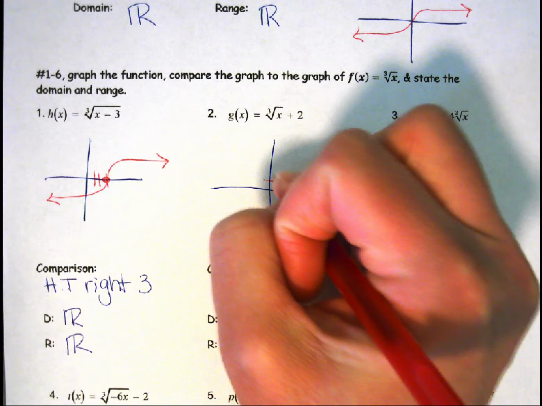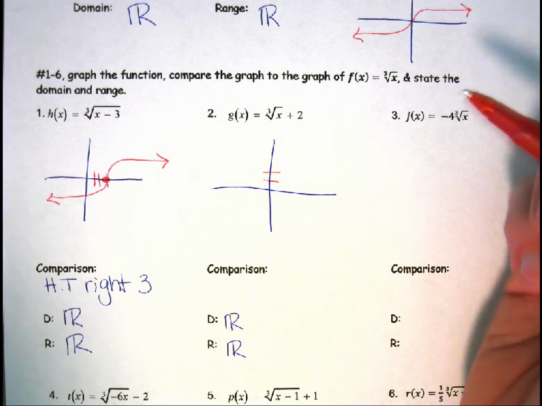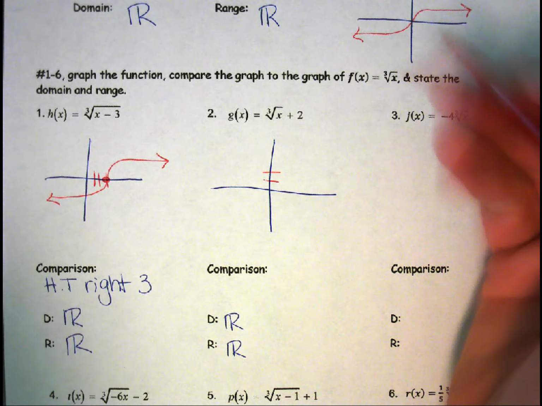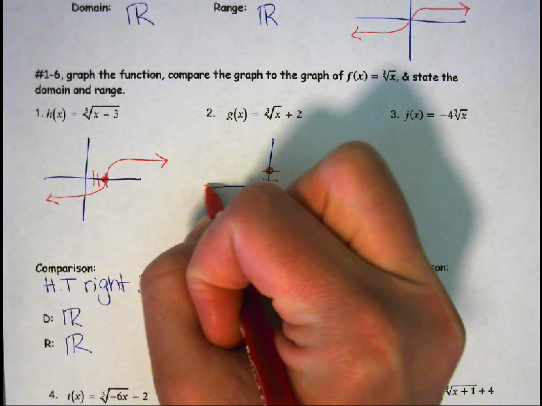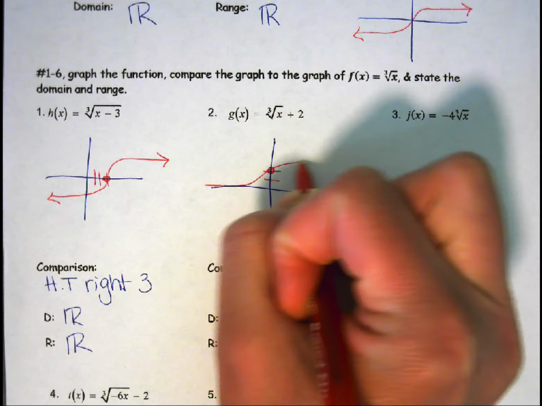Now notice my graphs aren't perfect. If you don't have graph paper at home, that's no big deal. Just kind of draw yourself a little rough sketch. So we know it's going to shift right there, so we'll just kind of go here, it goes, and then it changes.